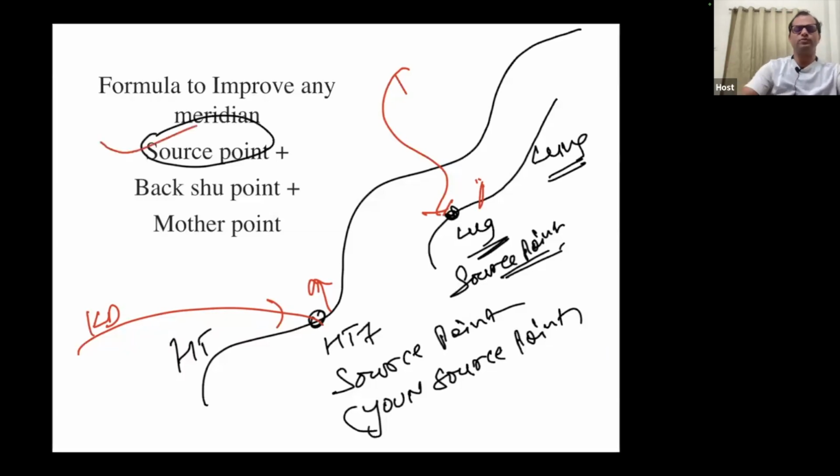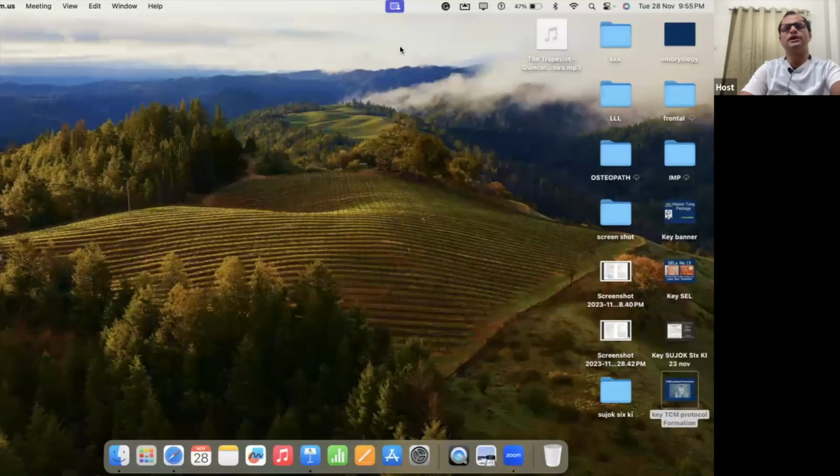आपको किसी भी मेरिडियन को इंप्रूव करना हो, आपको ना ध्यान आए तो गूगल में डाल देना, okay, what is the source point of kidney, what is the source point of lung, heart, spleen. If you tonify any source point, it will improve the energies.